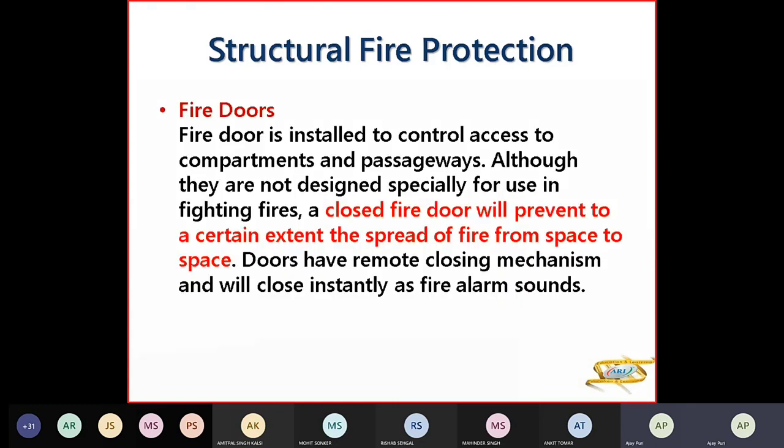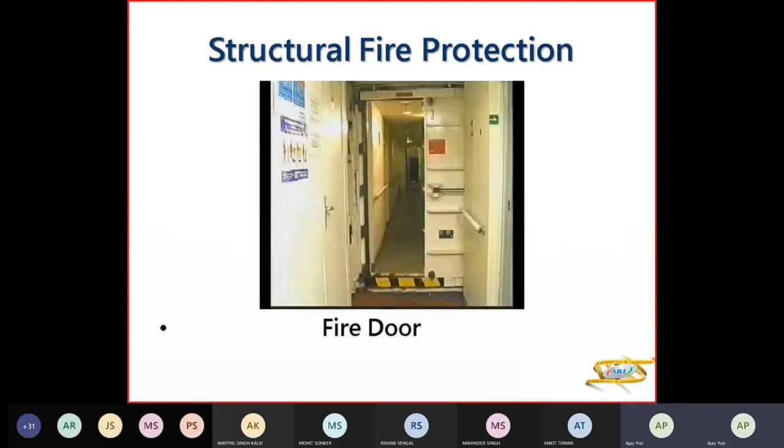So these are installed to control access to compartments and passageways, but they are not designed to fight your fire. So a closed fire door will not prevent the spread of fire, but some amount of spread can be prevented till you can control the fire. So the doors have a remote closing mechanism and will close instantly when your fire alarm sounds.